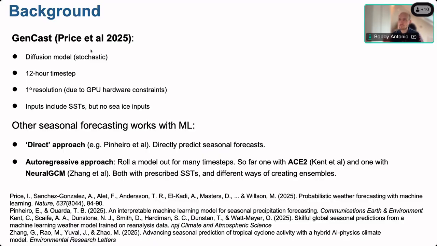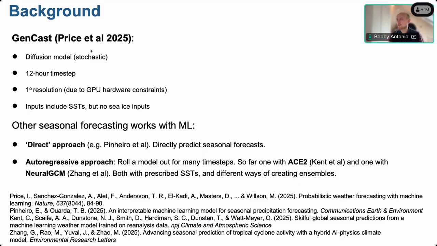It's at 12-hour time steps, which is a little bit longer than a lot of other machine learning models, like GraphCast, for example. And I think that's mainly because this diffusion model is a little bit more expensive to run than something like GraphCast. It does take in inputs like sea surface temperature, which is great because that's what we need. Although it's good to note that it doesn't take sea ice inputs. So we'll maybe talk about that later.